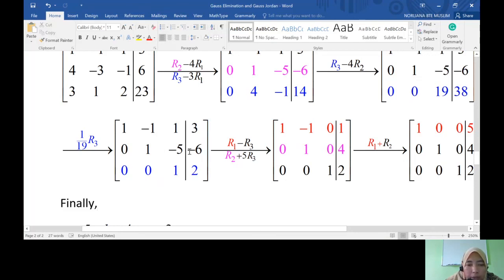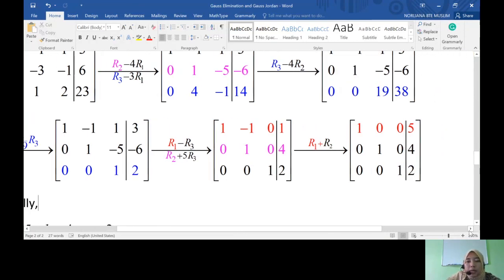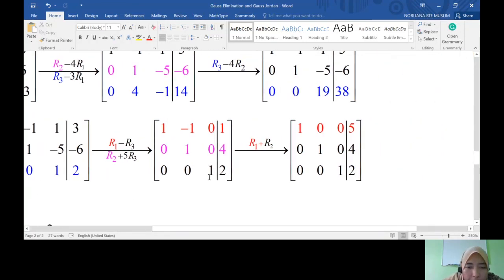Now do it here also. Put in the formulation negative 6. Negative 6 here plus 5 R3, which corresponds to 2 here. So 5 times 2 is 10. Negative 6 plus 10 means 10 minus 6, which is equal to 4. Now look at this one, it is already 0.